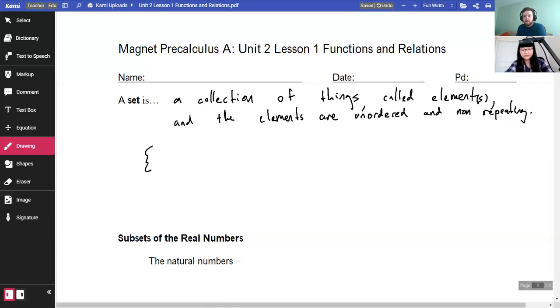And then we start listing the things. Right? This is called a roster method of listing. So maybe there's 1 in the set, maybe there's 2, maybe there's -3. Once again, I'm not necessarily ordering it. And then Mrs. Contreras said things, so it doesn't necessarily have to be a number.